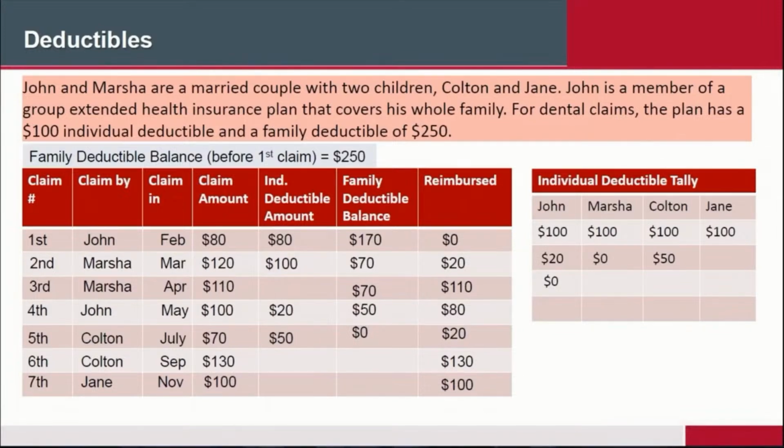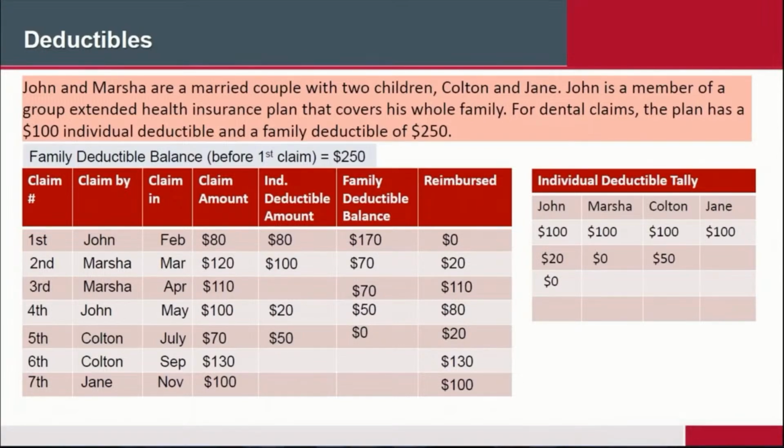So it's very important that you know the distinction between this. Each member has a $100 deductible, but the entire family is only $250. So let me explain. This is very important that we follow this. The first claim is John in February of this year, let's say, and he had a claim of $80. Because he has a $100 deductible, it's $80 and that's all; he doesn't get any money. So basically no reimbursement whatsoever because he has a $100 deductible.